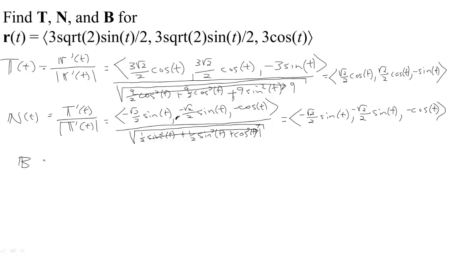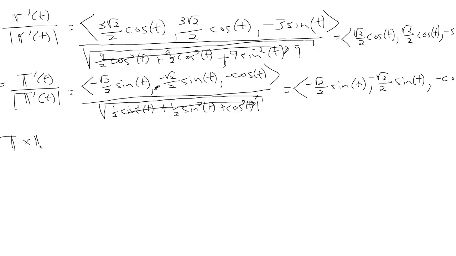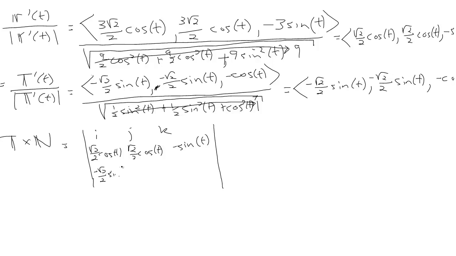Finally, we can find our binormal by taking T cross N, and we'll just take the determinant here. We have root 2 over 2 cosine t, and root 2 over 2 cosine t, and finally minus sine t. And then for our unit normal, we have minus root 2 over 2 sine t, minus root 2 over 2 sine t, and minus cosine t.